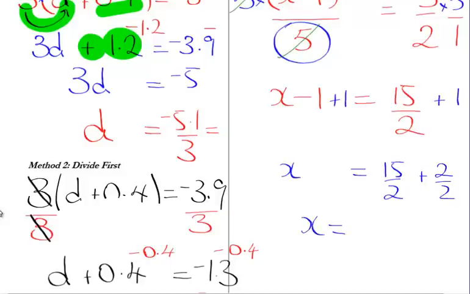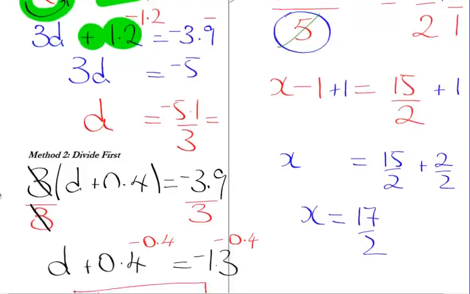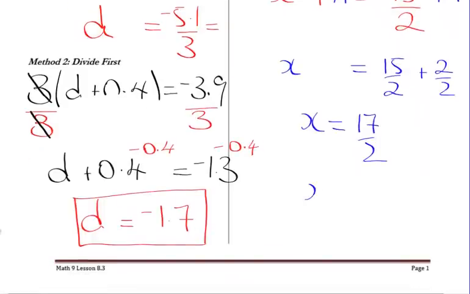x is equal to 17 over 2, that's an improper fraction. And going through now, we could write it as a mixed number. 2 divides into 17 8 times, 1 remainder, so 8 1/2.